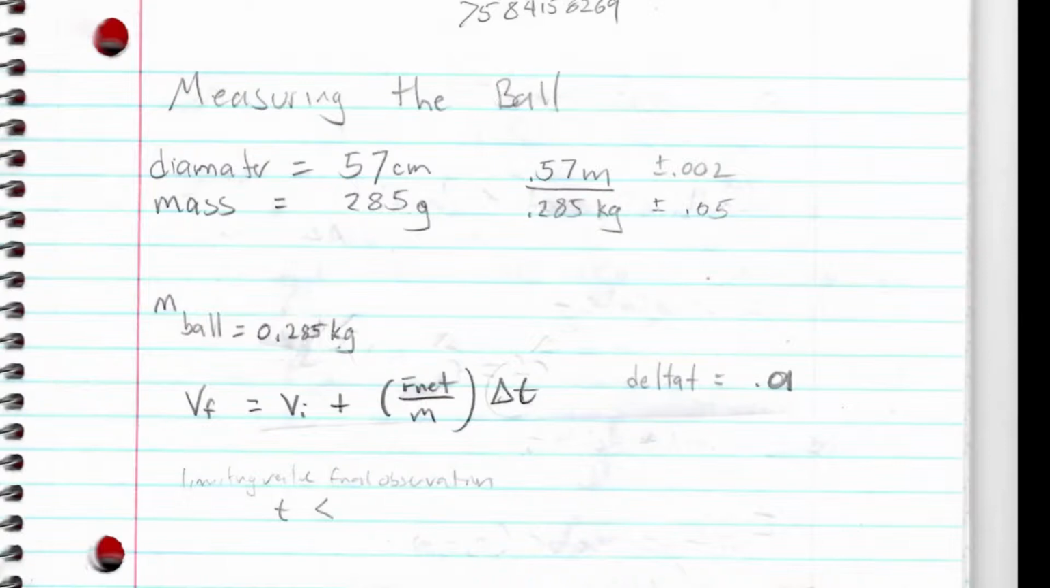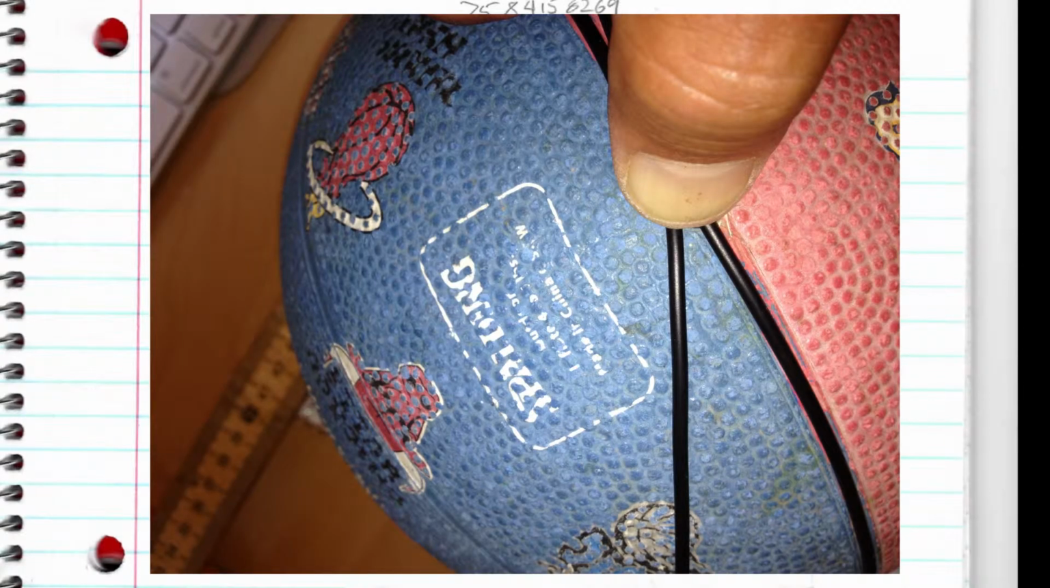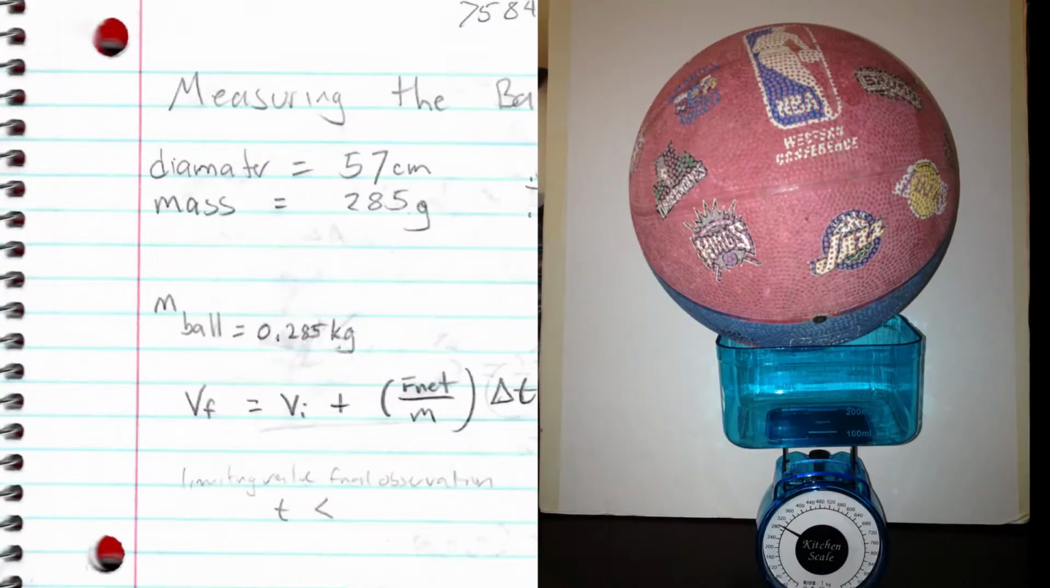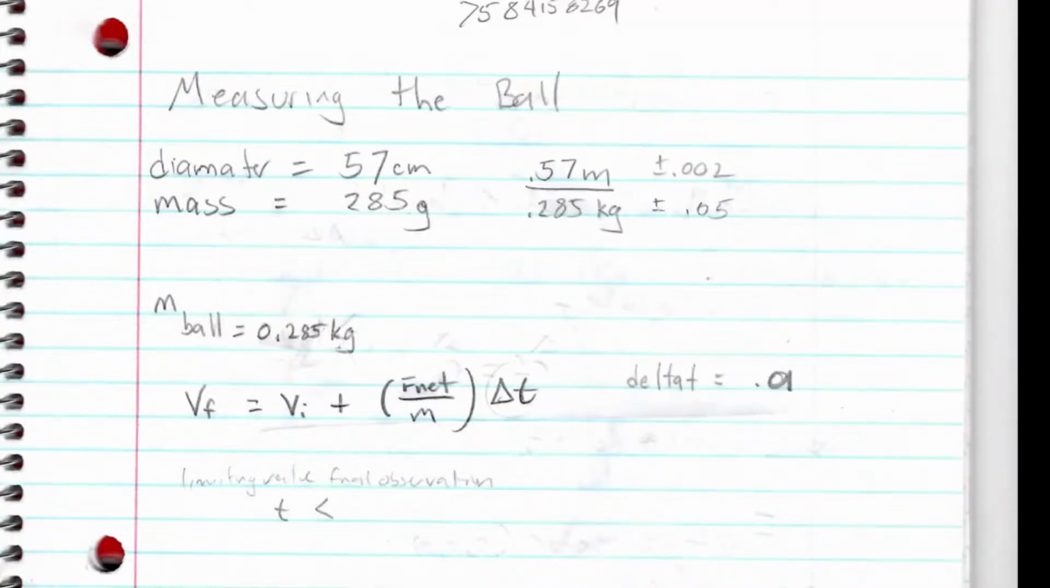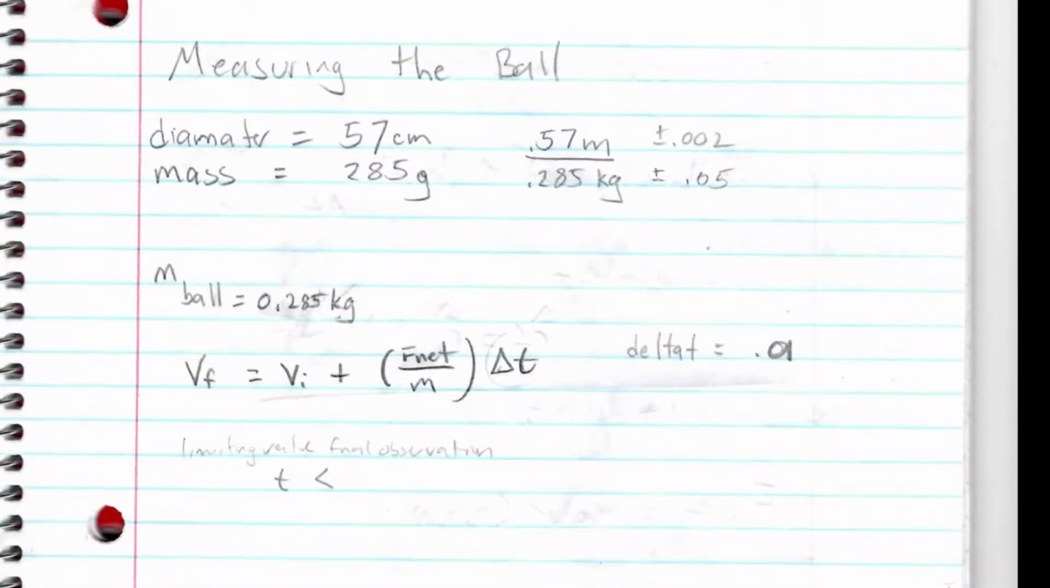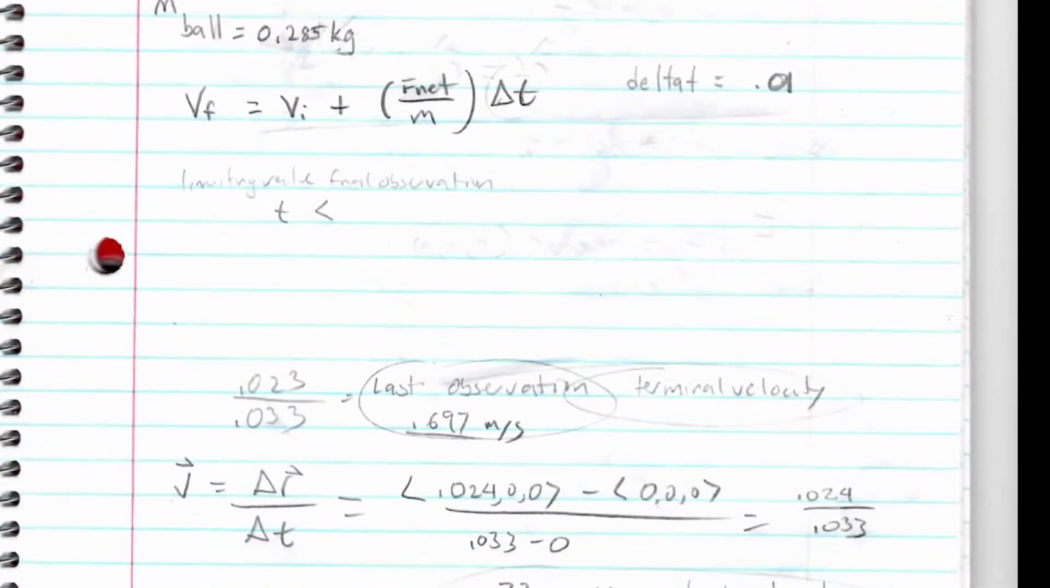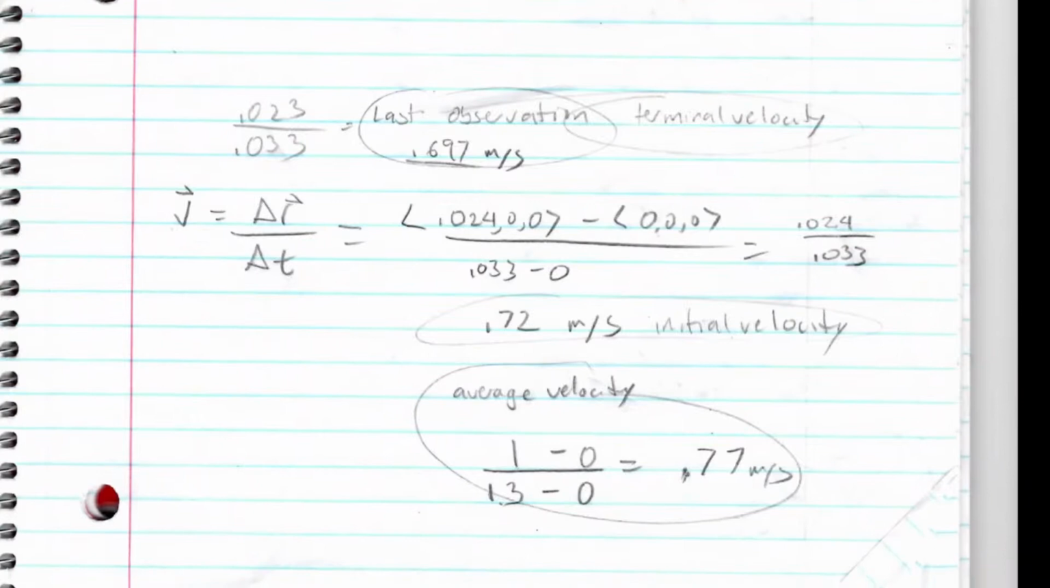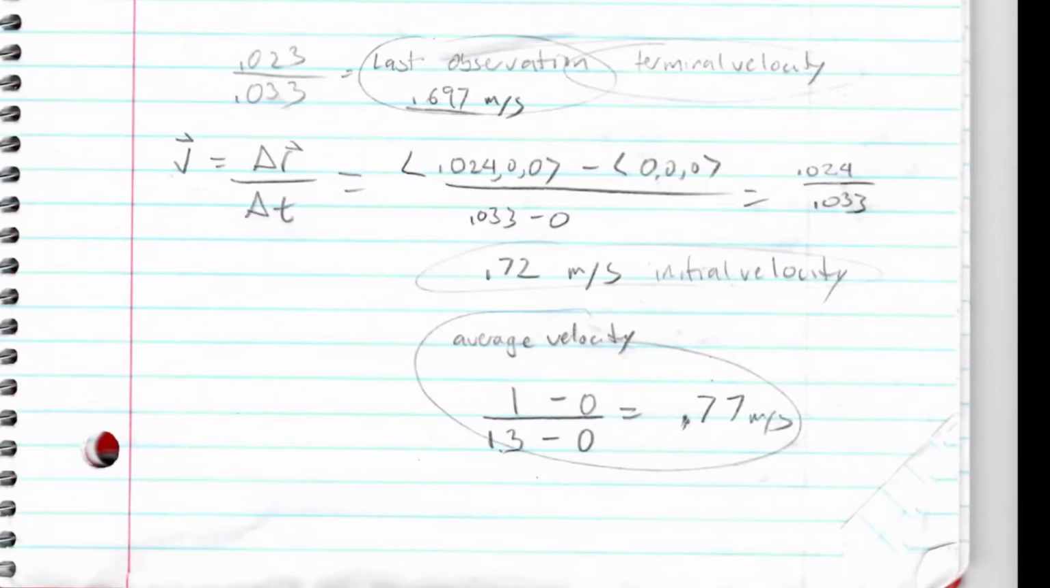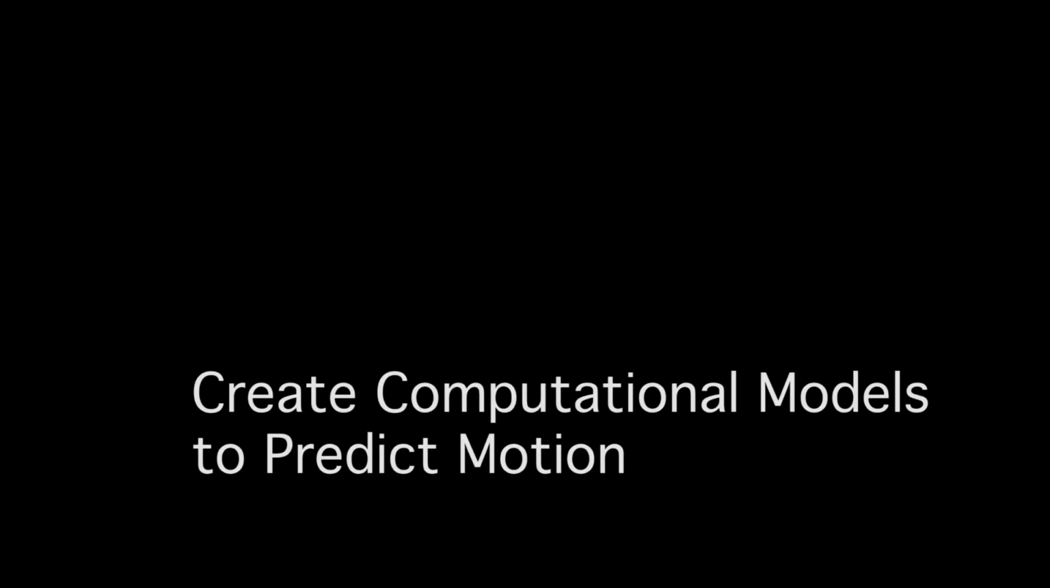We also measured the ball for a diameter of 57 centimeters or 0.57 meters. We found the mass to be 285 grams or 0.285 kilograms. Taking the measurements from Tracker, we were able to figure out the ball's initial velocity of 0.72 meters per second. The last 2 frames, the terminal velocity was 0.69 meters per second. The average velocity was 0.77 meters per second.